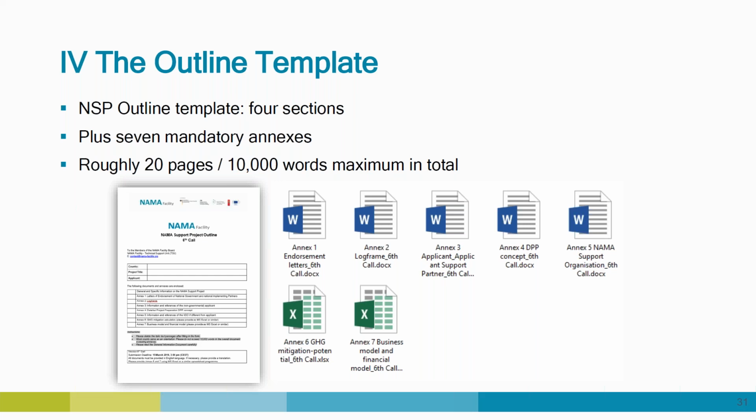In a change from last year's call, there are now 7 mandatory annexes you have to submit with the outline, including a basic calculation of the greenhouse gas emission reductions, as well as a basic calculation of the proposed business model and financing mechanisms. Furthermore, we suggest completed outlines total no more than 10,000 words, or roughly 20 pages, excluding annexes.